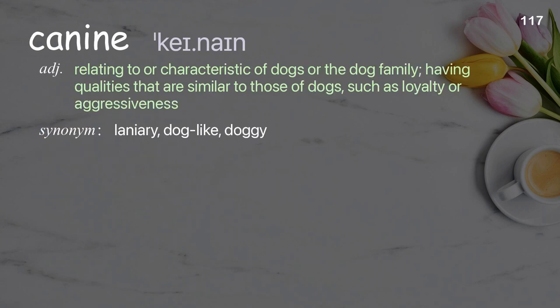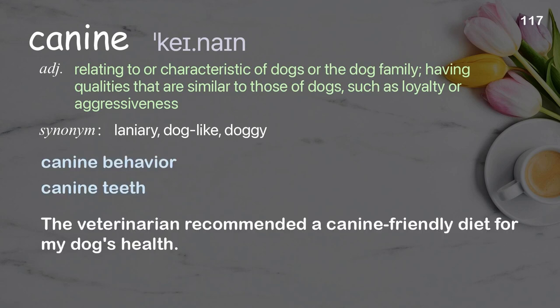Canine. Relating to or characteristic of dogs or the dog family, having qualities that are similar to those of dogs, such as loyalty or aggressiveness. Examples: canine behavior. Canine teeth. The veterinarian recommended a canine-friendly diet for my dog's health.